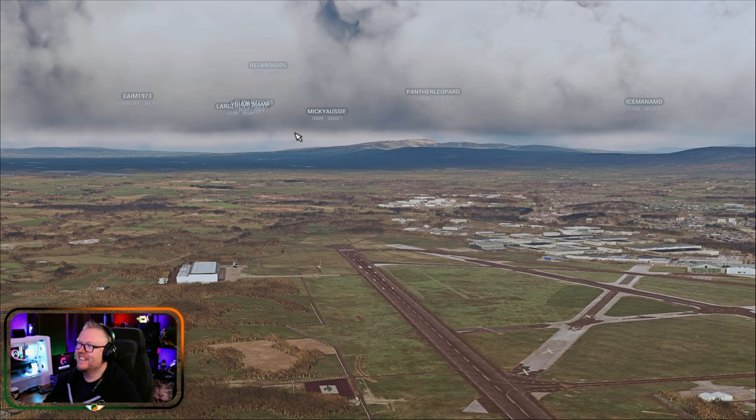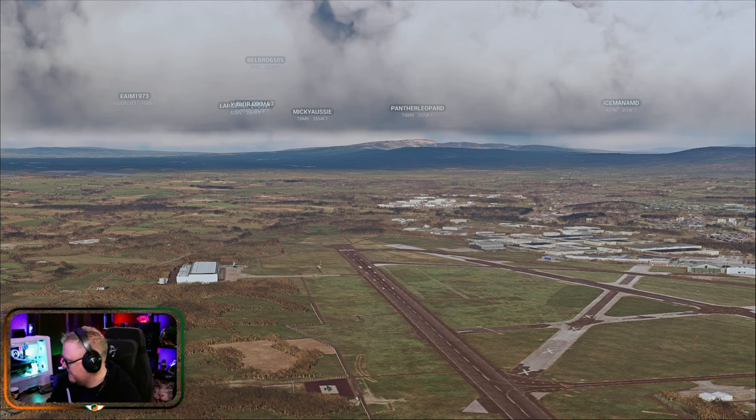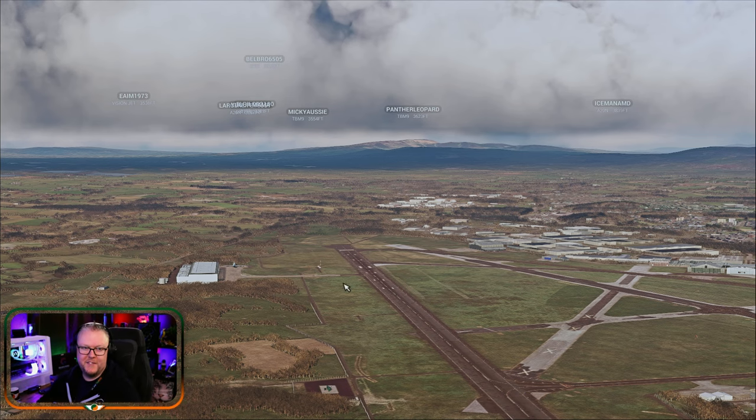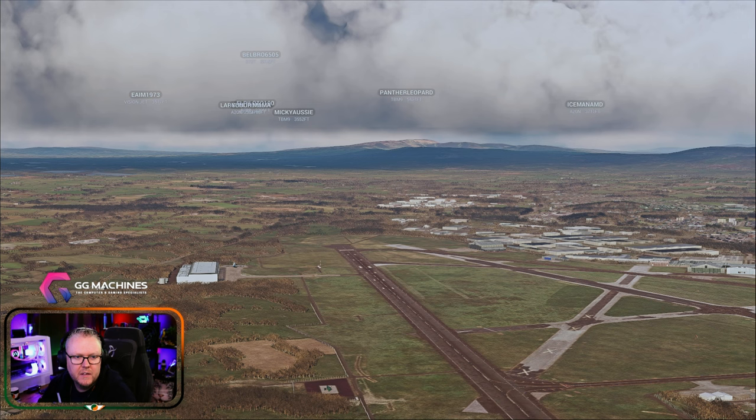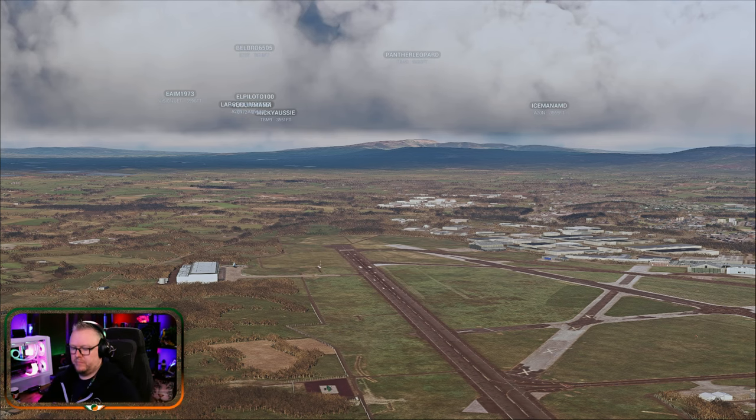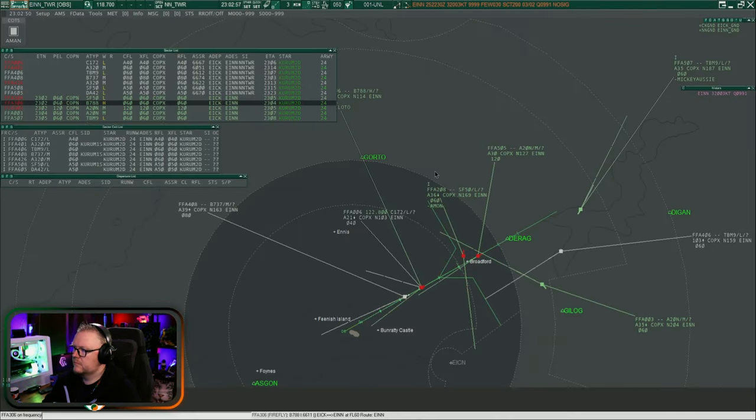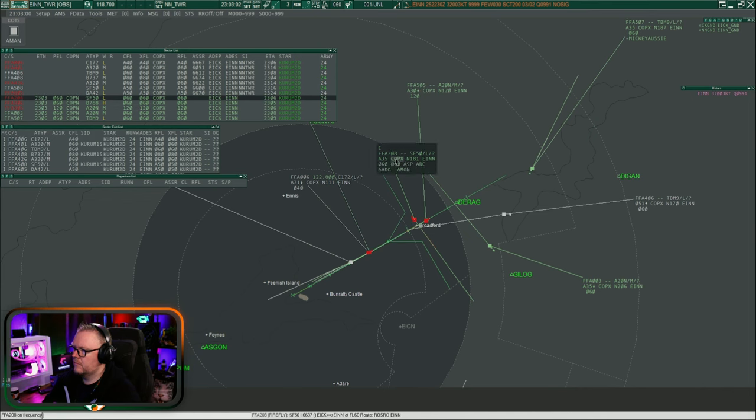Jesus, the little 172. How are we getting on? We're nearly there, you're doing brilliant. Right, lads, we'll get everyone in. Just wondering, Murph, should you not be giving us a descent target when we come on frequency, or is that up to us to sort out? 3,000 feet as per the STAR, mate. So, once you're at DRAG, the STAR will tell you to be at 3,000 feet. 505, established on final, ILS runway 24.